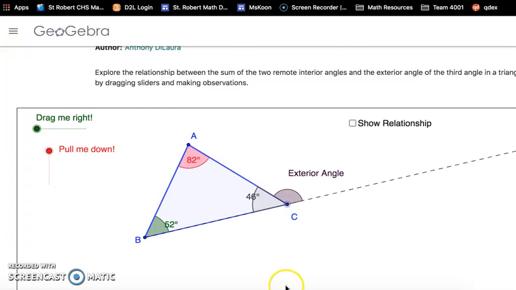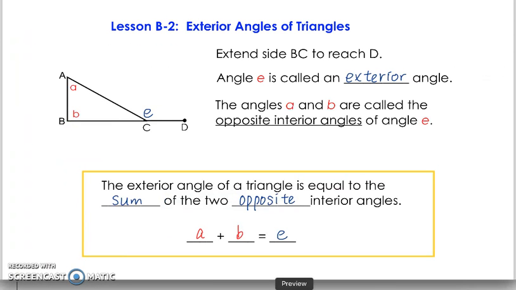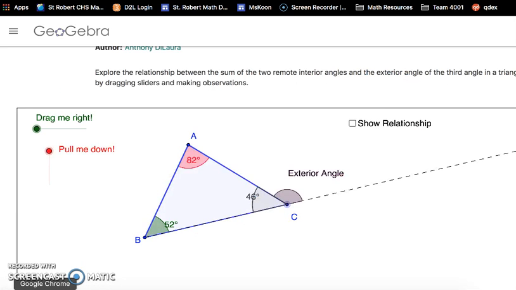Lesson B2: Exterior Angles of a Triangle. First, we're going to look at an applet. So here we have triangle ABC. The red angle and the green angle both represent two interior angles in this triangle.